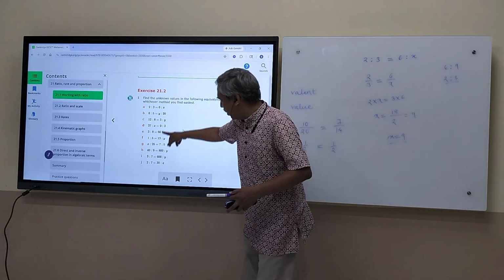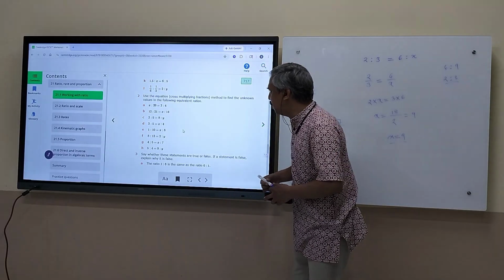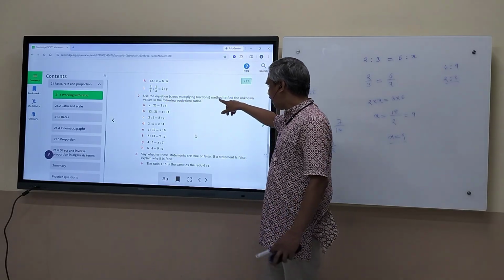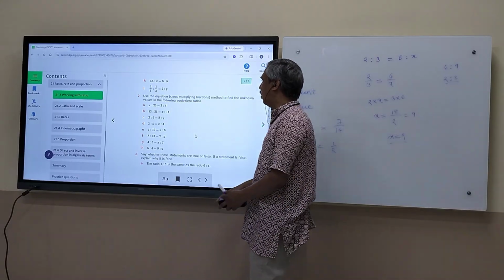Next, I don't want to solve any of this now. This is up to you. Let's see the second question. Use the equation by cross multiplying to find the unknown values in the following ratios.